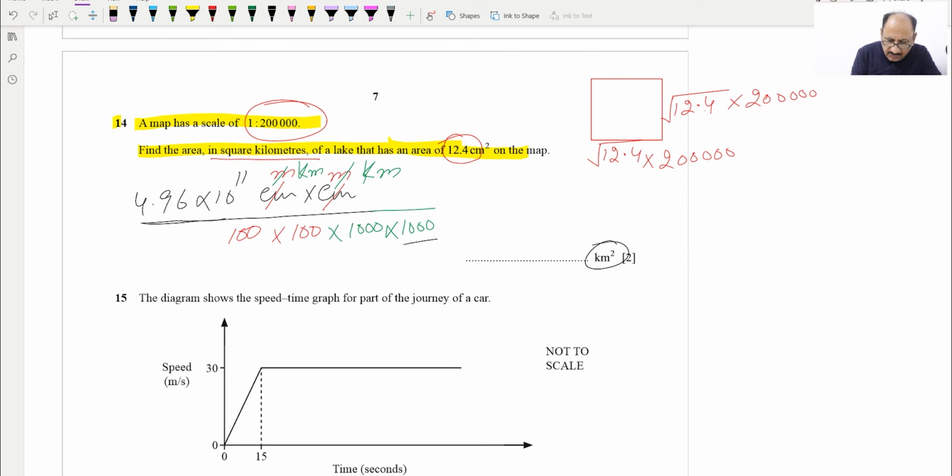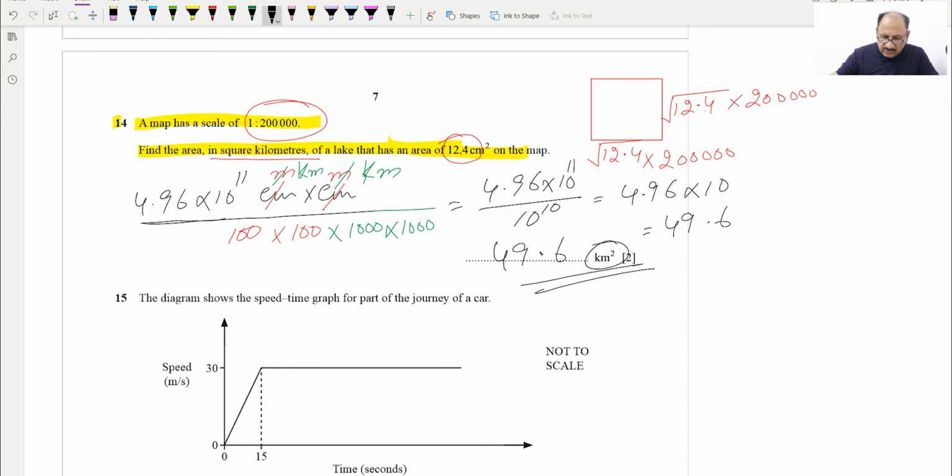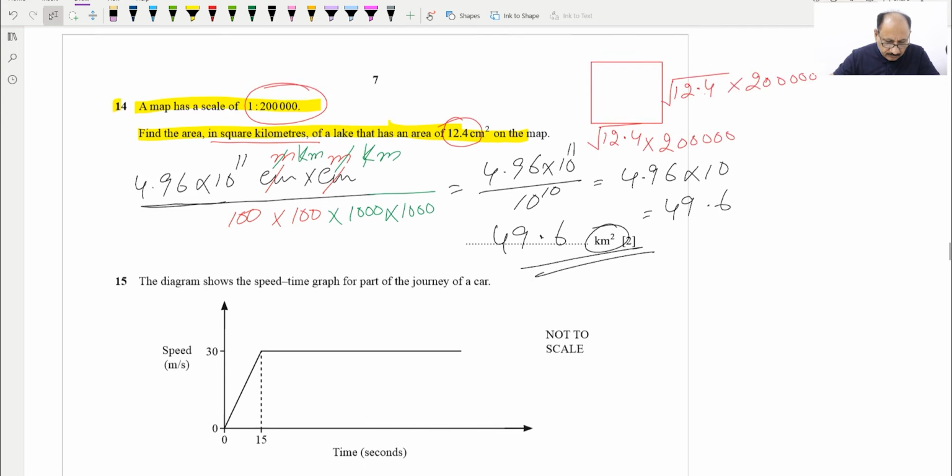So we will be writing this as 4.96 into 10 raised to the power 11 over 10 raised to the power 10, and this will be equal to what? This will be 4.96 into 10, which will be resulting into 49.6. So we can write 49.6, and this will be kilometers square, and this is 2-mark question which we have done.